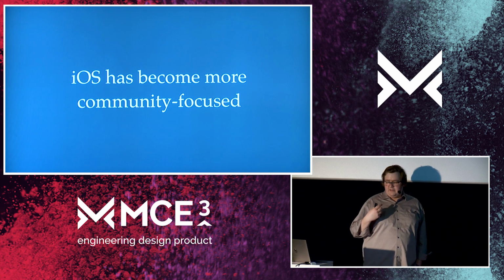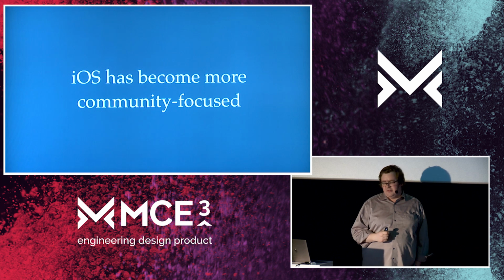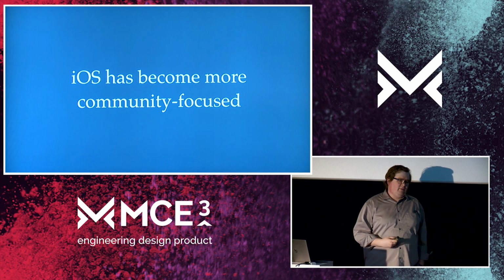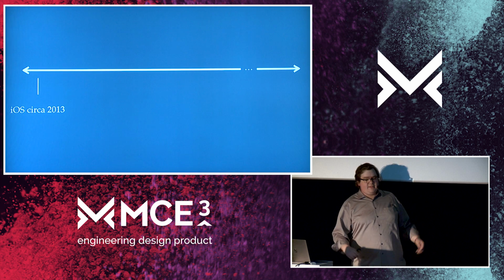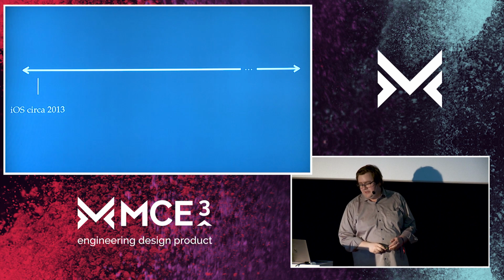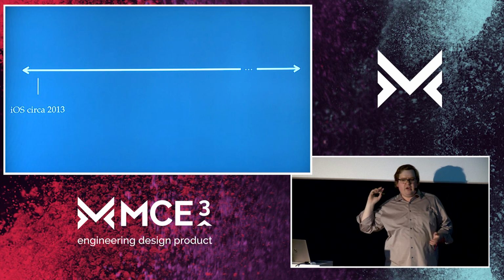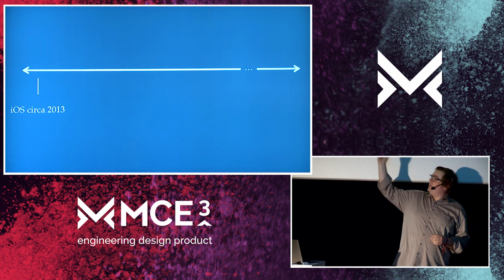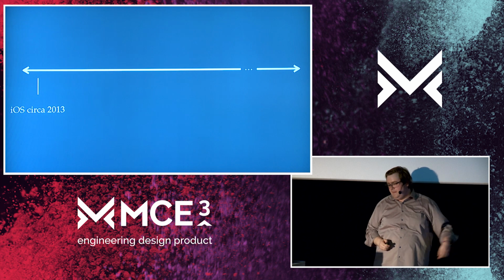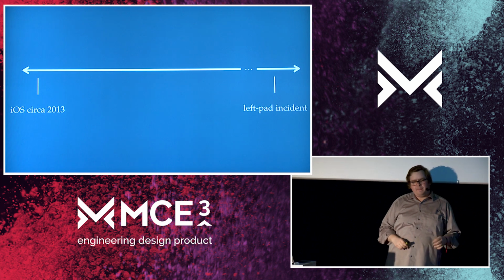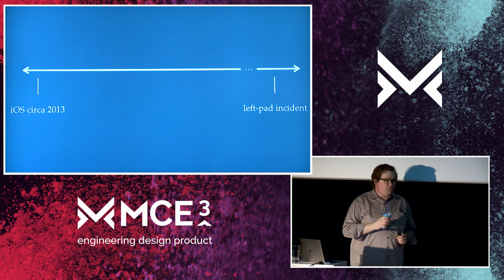The iOS community has become more community-focused. In 2013, I had to stress that open source was a good idea, but now I don't have to. That's progress. Let's look at an imaginary line. On the left, iOS circa 2013, this is the amount of community-based open source software that an average developer uses. It's pretty low. And on the right-hand side, extreme right, we've got the JavaScript community today. Maybe they're a little too community focused. Maybe they rely on open source software a little too much.